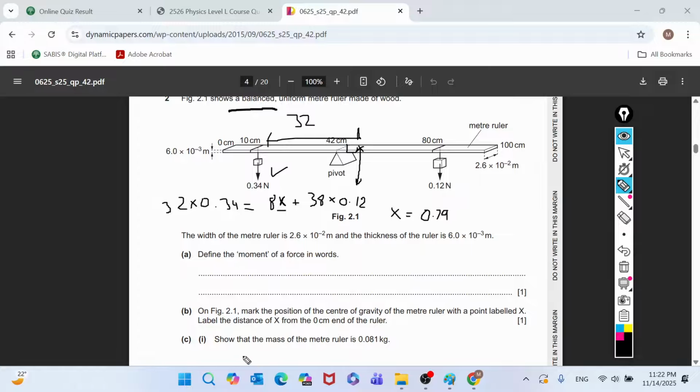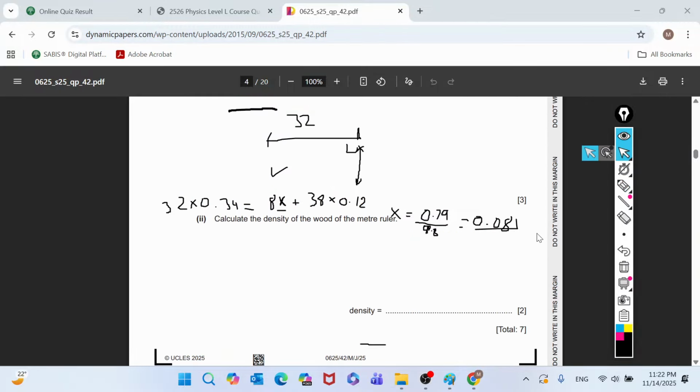0.79 newtons. But they want us to show that the mass of the meter ruler is 0.081. How do you find the mass when you have the newtons? You divide by 9.8. But these past papers have no space to explain. You're going to get approximately 0.080 something, but the answer is, you round it to significant figures, 0.081. That's for part C, I.